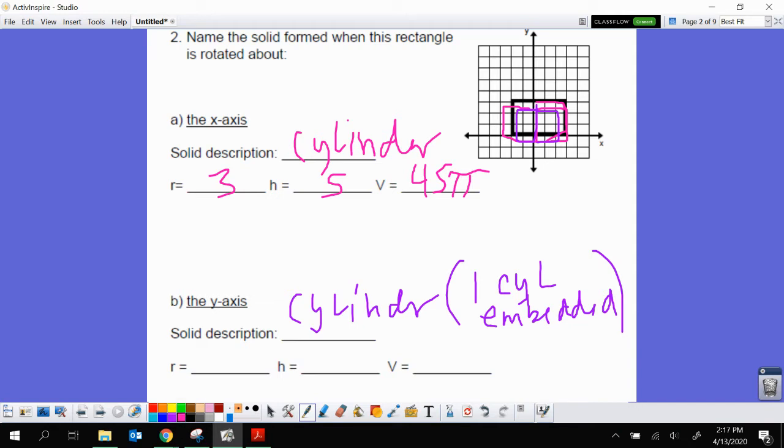Okay, and so the radius, if I'm looking at the biggest one, would be 3, and the height would also be 3. So when I get the volume here, it would be pi times 3 squared times the height, which is 3. So that would be 9 times 3, which is 27 pi.